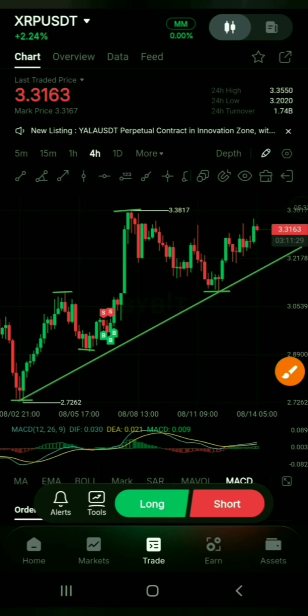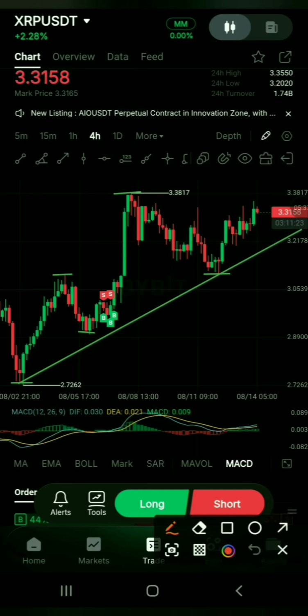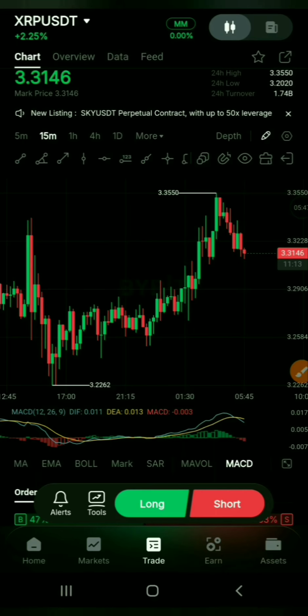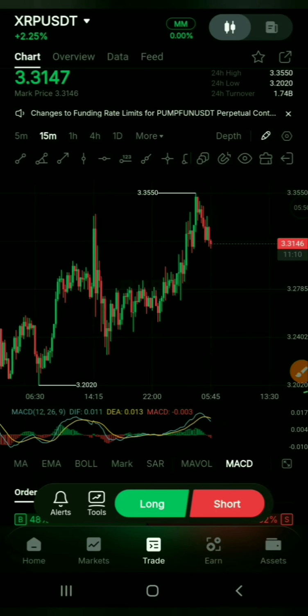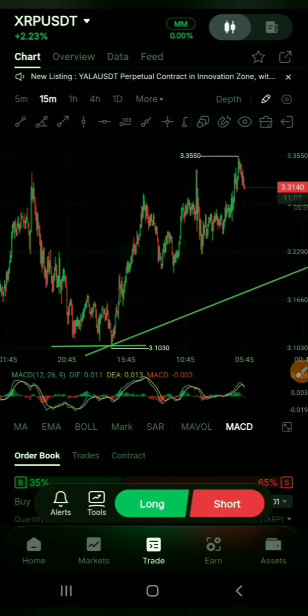Okay, now since we've spotted all this, all we are going to be looking for on the 15 minutes, don't forget this is the 4 hours. Okay, this is the 4 hours time frame. Now all we are going to be looking for on the 15 minutes time frame are buys. Okay, we're going to be looking for buy signals. Now this is how the 15 minute looks like. Let me show you. This is how the 15 minutes looks like.